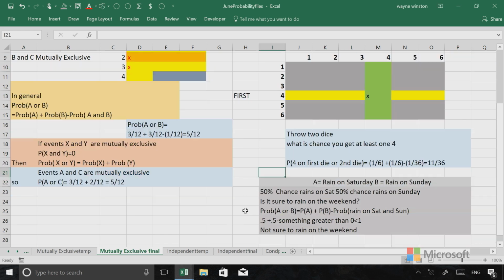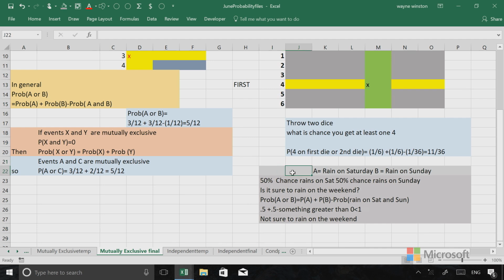Okay, now one final example here. Suppose you let event A be the event that it rains on Saturday, and event B be the event that it rains on Sunday. And let's suppose there's a 50% chance of rain on Saturday and a 50% chance of rain on Sunday. Is it sure to rain on the weekend? Now, most people say yes, because 50% plus 50% is 100%. Well, that's not correct.